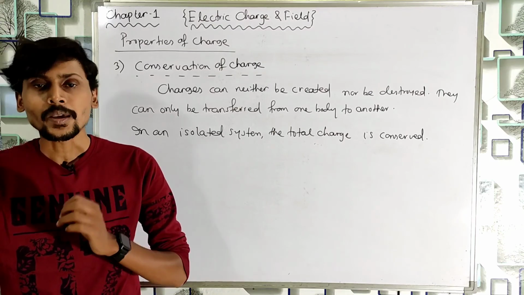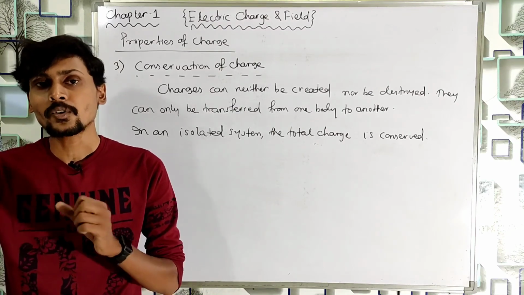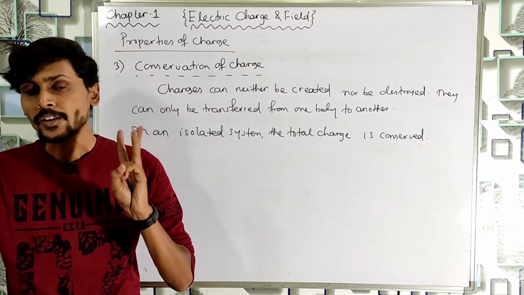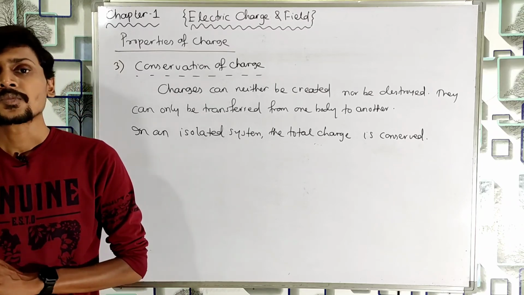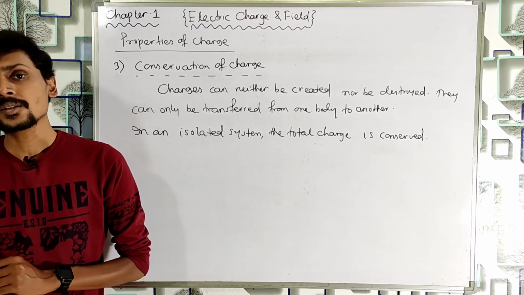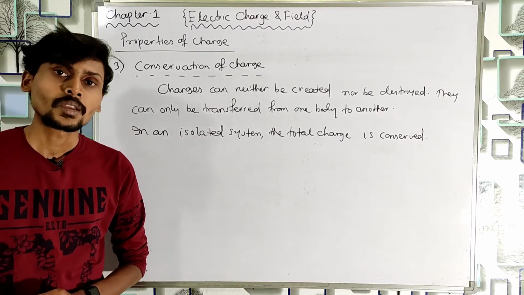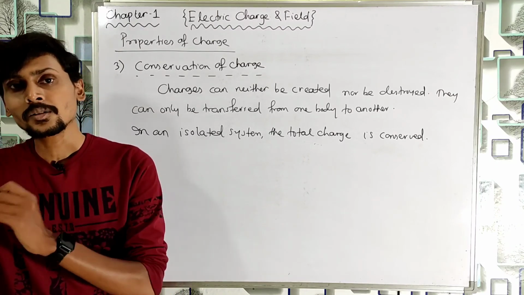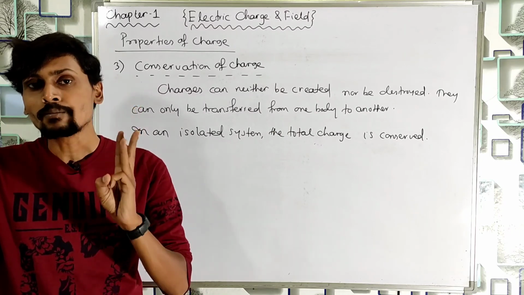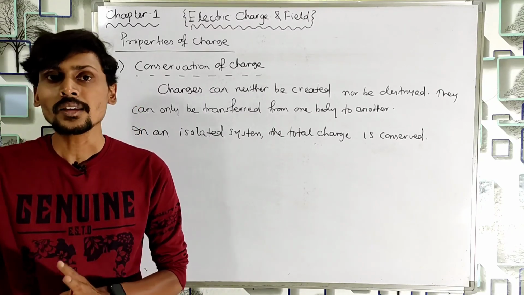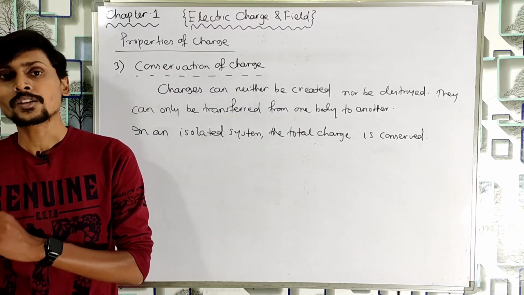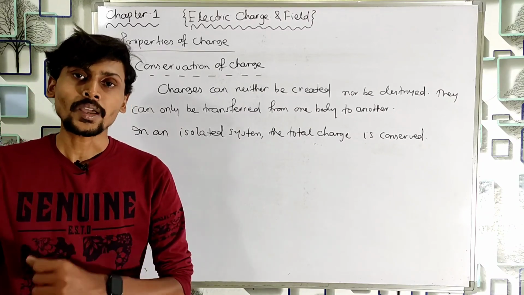Now the next topic is how to electrify a body or how to charge a body. There are three methods in which we can electrify or charge a body. The first one is by the method of friction. The second one is by the method of induction, and the third one is by the method of conduction. In the next class we will discuss these three methods.